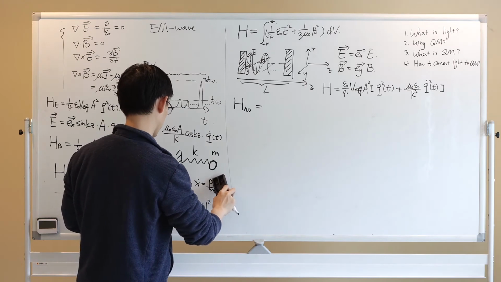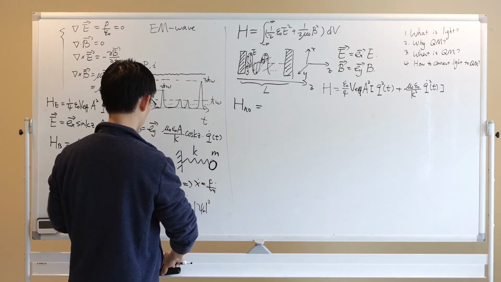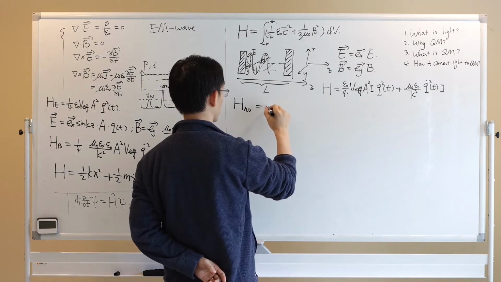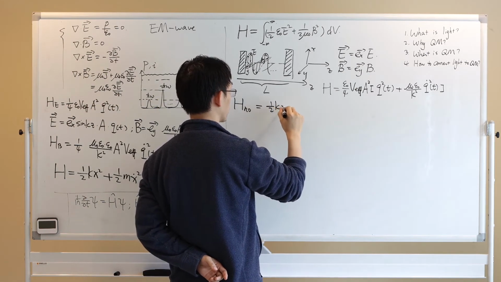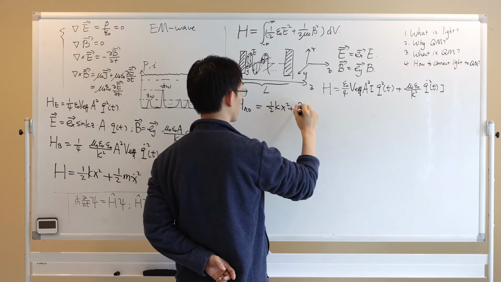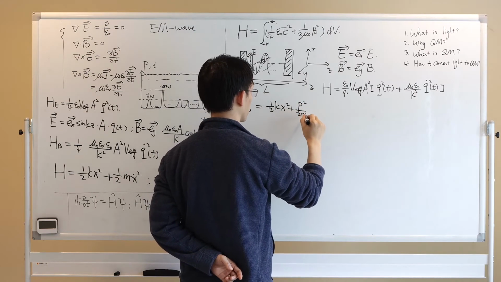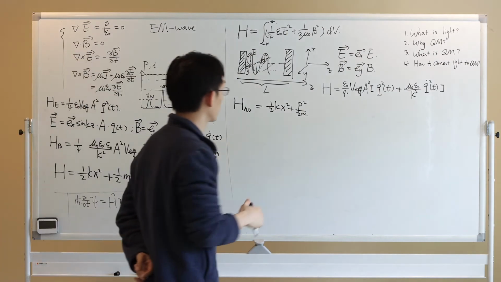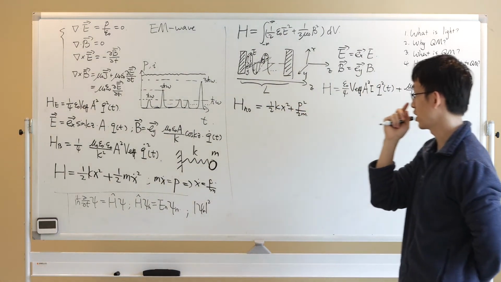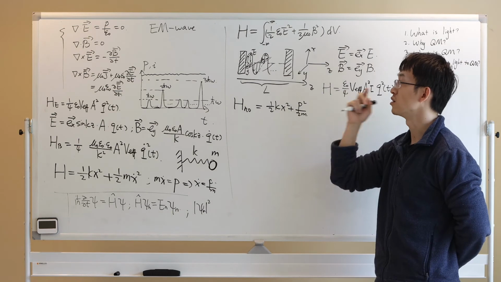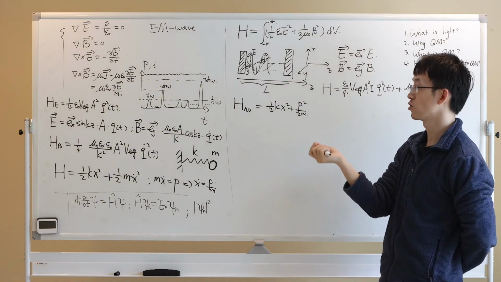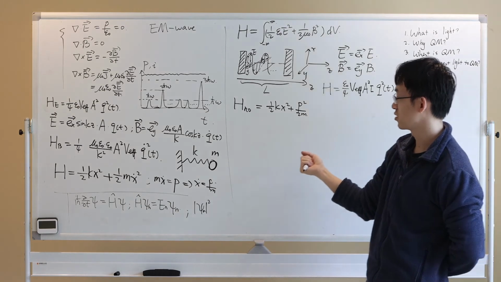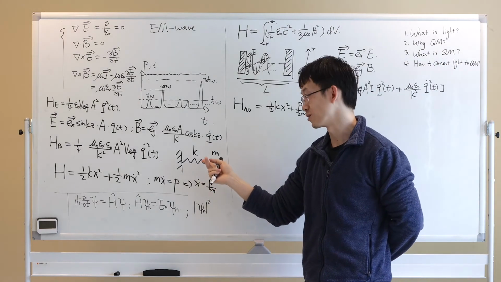So when you plug that back in here, what you will get is 1/2 k x squared plus p squared divided by 2m. So this is kind of normal. And then the other thing that you can change is that k is usually something that people don't want in their equations, because it's relatively difficult to measure k.